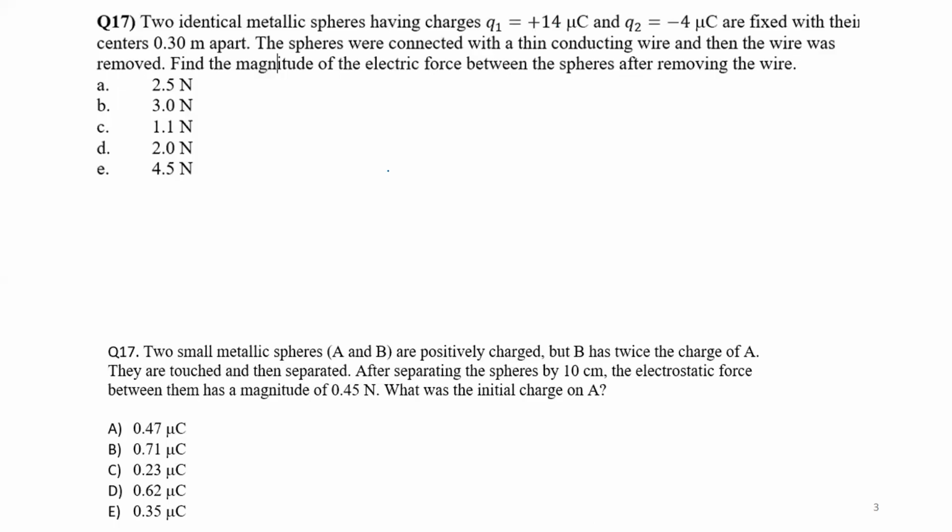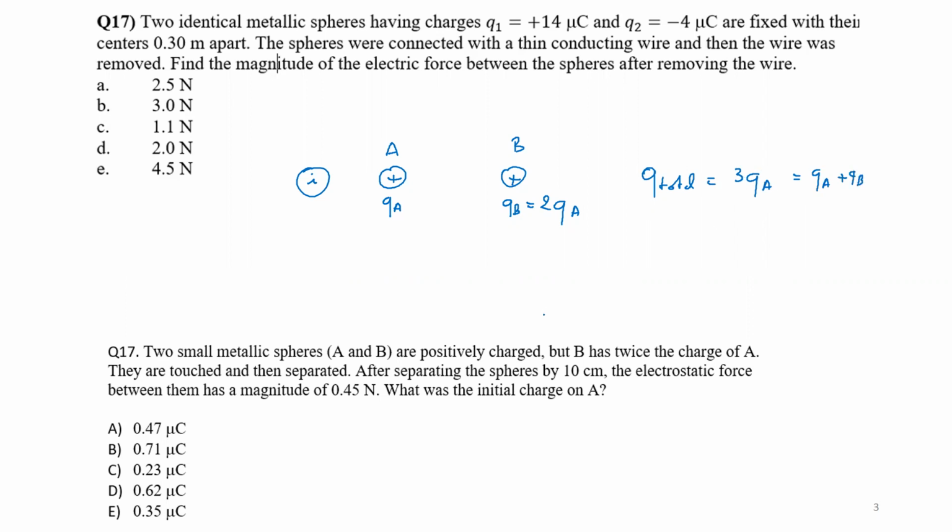So here we have sphere A and sphere B. Sphere A has an initial charge of QA and sphere B has an initial charge of 2 times QA, and both of them are positively charged, so plus, plus. So they are touched. So this was before, right? Initial. What is the total charge? The total charge is just Q total, just 3 QA, which is just QA plus QB.